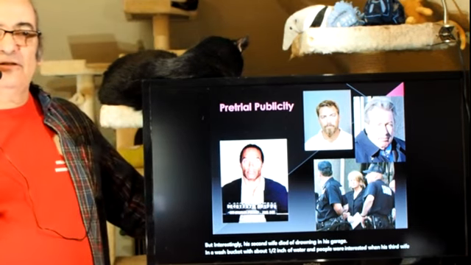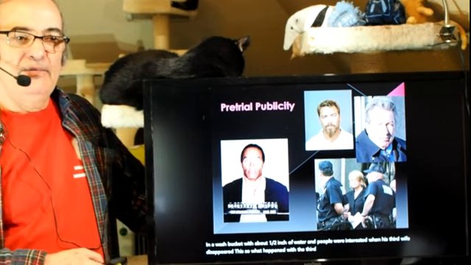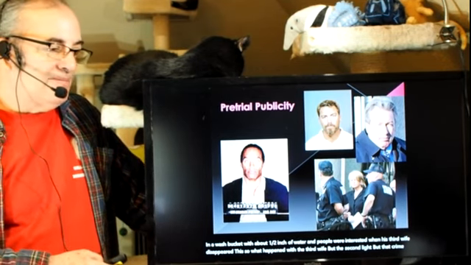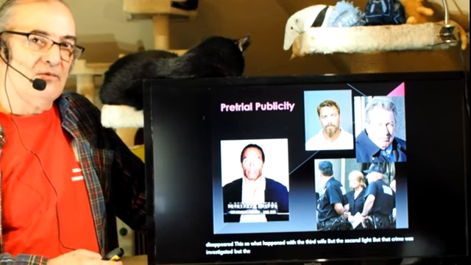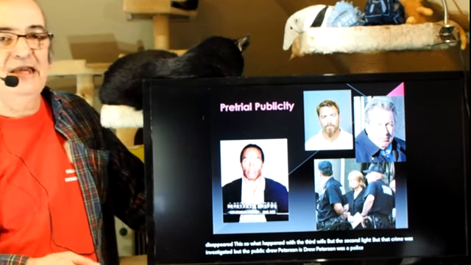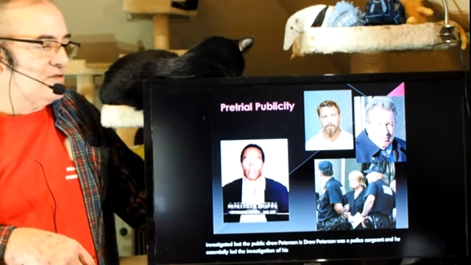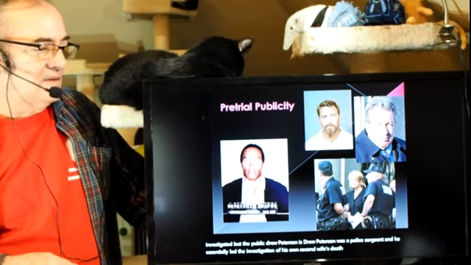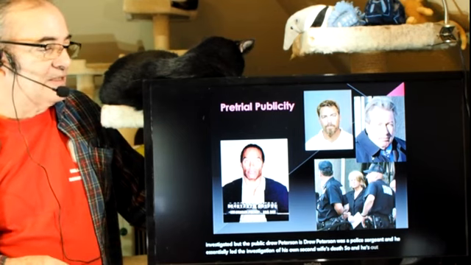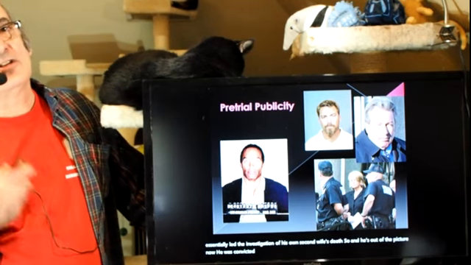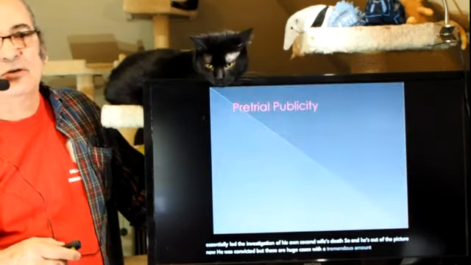They said, well, what happened with the third wife? But the second wife, that crime was investigated. But the problem with Drew Peterson is Drew Peterson was a police sergeant, and he essentially led the investigation of his own second wife's death. So, he's out of the picture now. He was convicted. But these are huge cases with a tremendous amount of publicity before they ever go to trial.